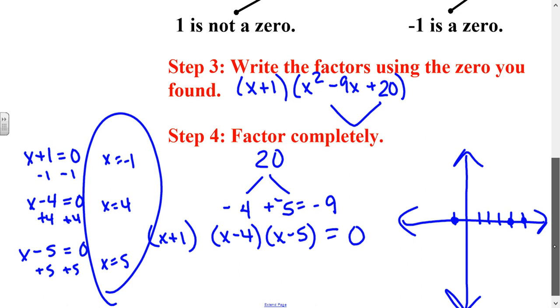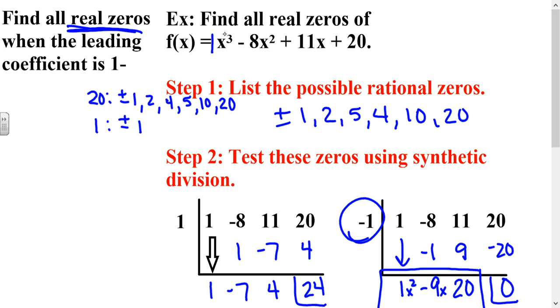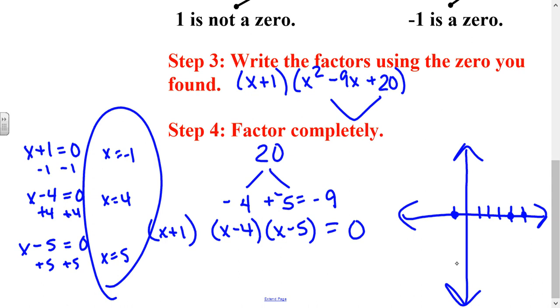And if I look back up here, it was a cubic function, and it was a positive leading coefficient. So it's going to go something like this. It has to go down on the left and up on the right. So our graph would look something like that.